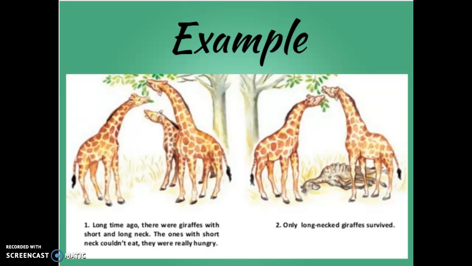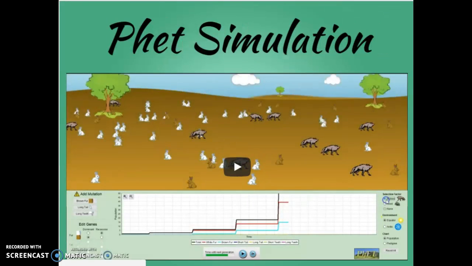Another example includes giraffes and trees. A long time ago, there were giraffes with short necks and long necks. The ones with short necks couldn't eat and they were very hungry. So only the long-necked giraffes survived because the short-necked giraffes starved to death. Next, you can watch the PhET simulation to see how natural selection works.